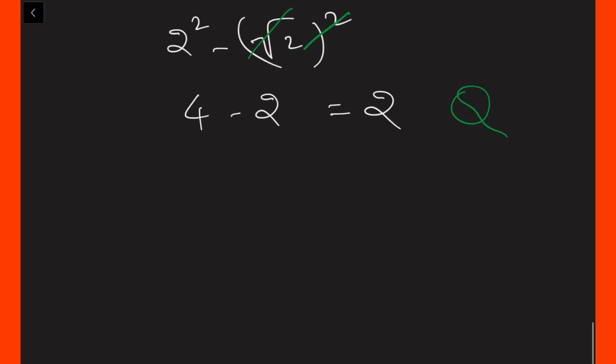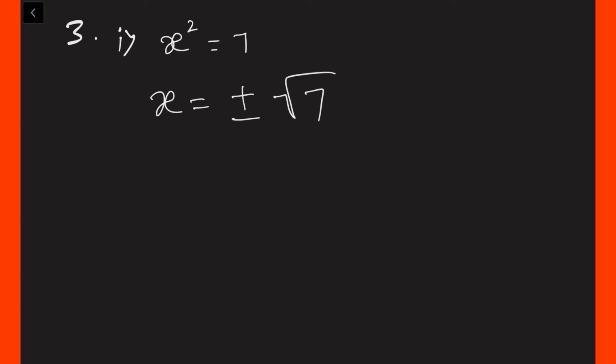Now let us move to the third bit. In the following equations, find whether x, y, z represent rational numbers or irrational numbers. The first question in this third bit is given as x² = 7. Now, what will be the x value then? x is equal to plus or minus √7. 7 is not a perfect square, so this will become an irrational number.